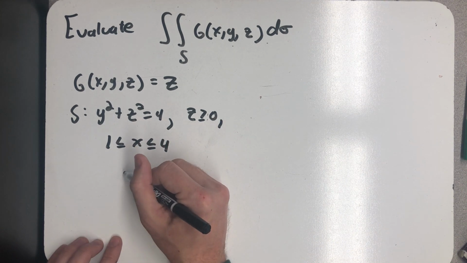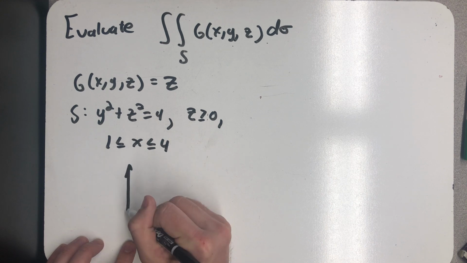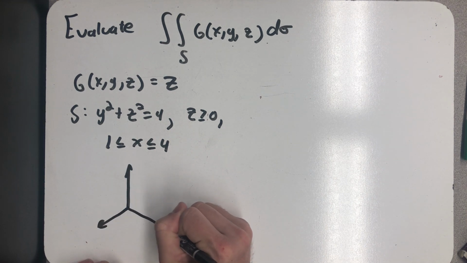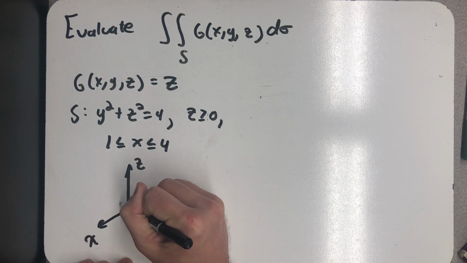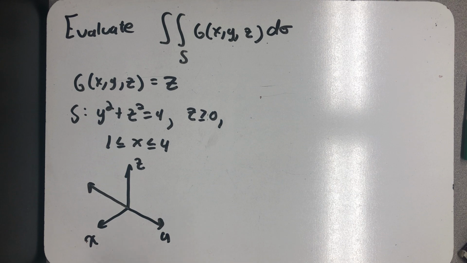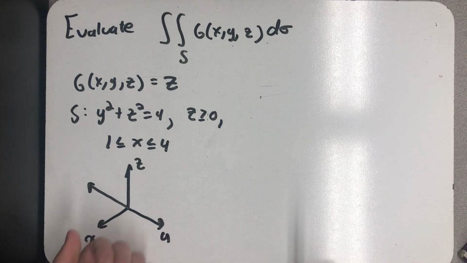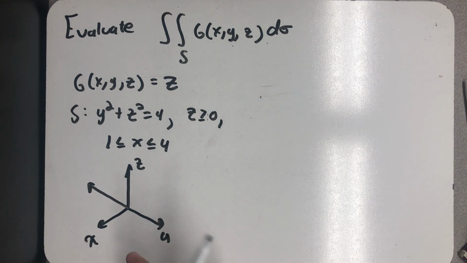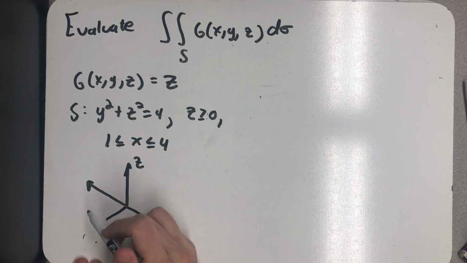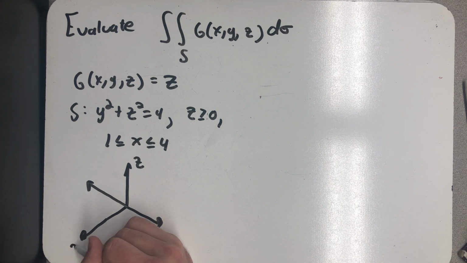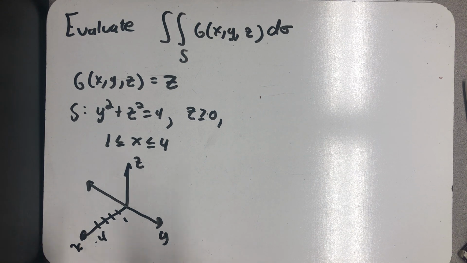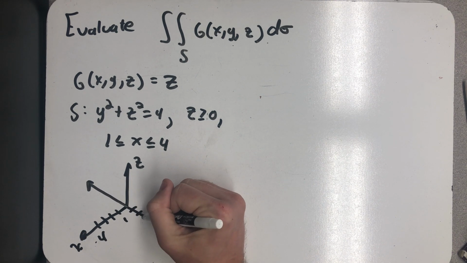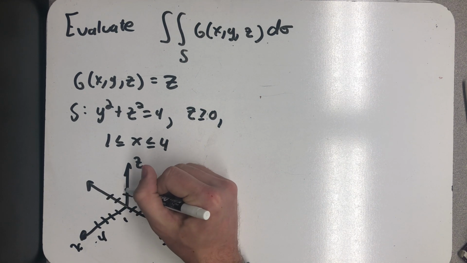So first thing I'm going to do is try to imagine what this surface is doing. So let's look at x, y, z space. And I'm told that z is bigger than 0, so I only need the upper half space. And I know x is between 1 and 4, so I don't need to graph anything behind the yz plane either. All right, and here on the x-axis, let's see, 1, 2, 3, 4. My surface will live between 1 and 4. It's positive.